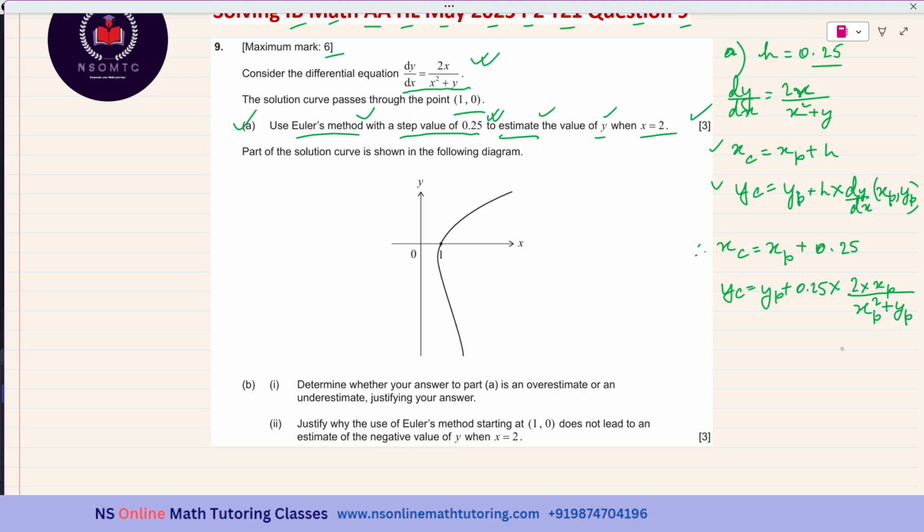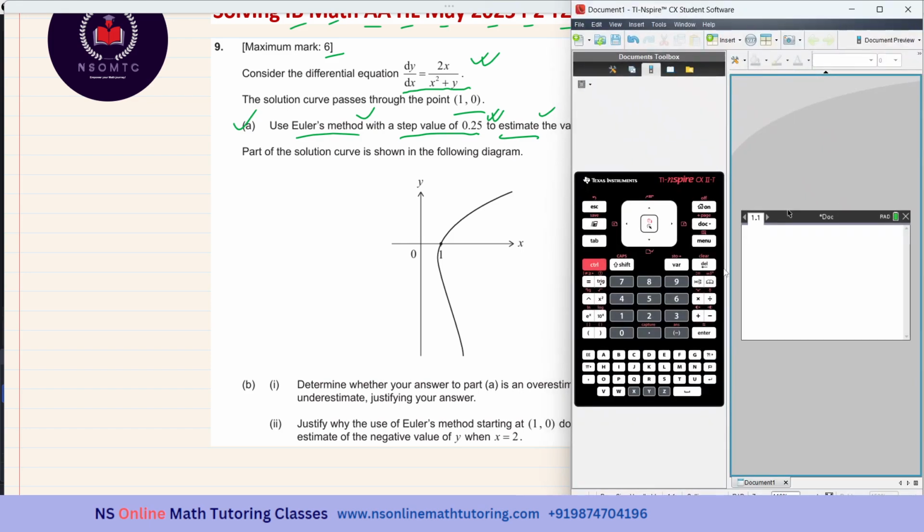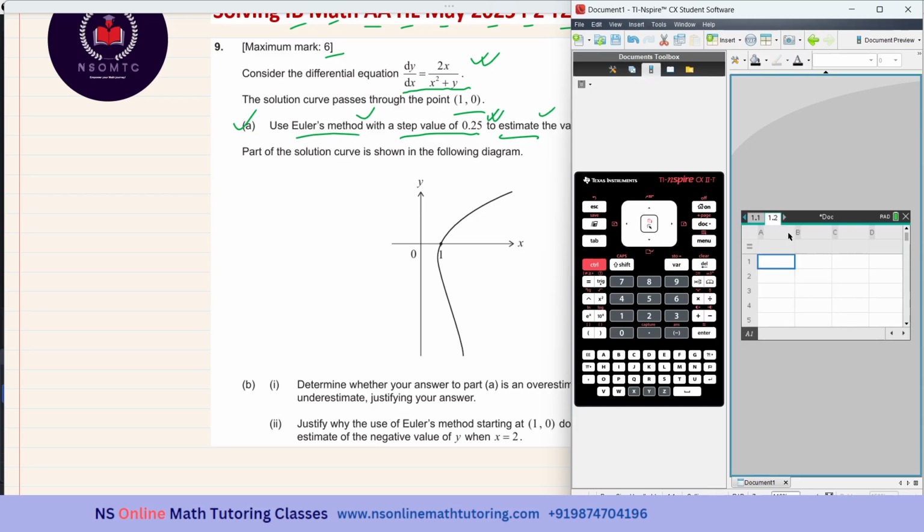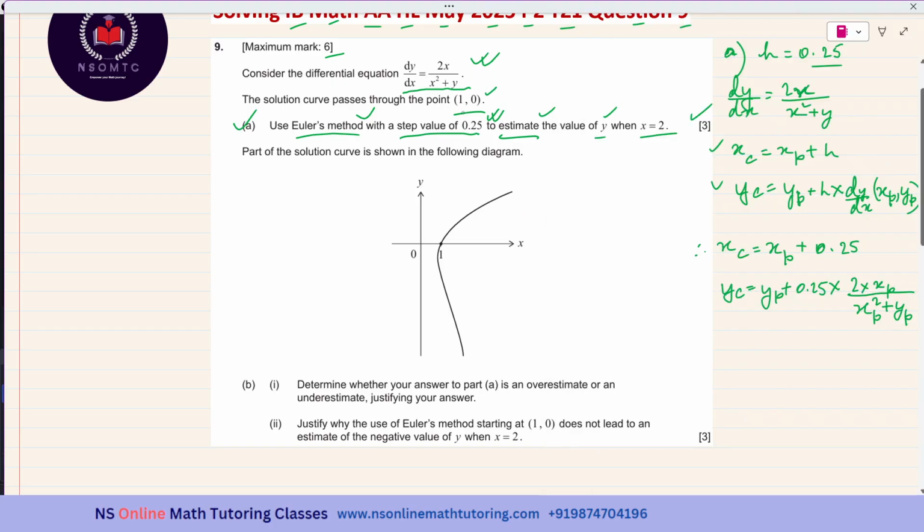Now of course we have to use the calculator. We have to go to the spreadsheet, and this is the x column and this is the y column. First of all, we will be writing the given x and y values. These will be our starting x and y values. The starting value of x is 1 and the starting value of y is 0.